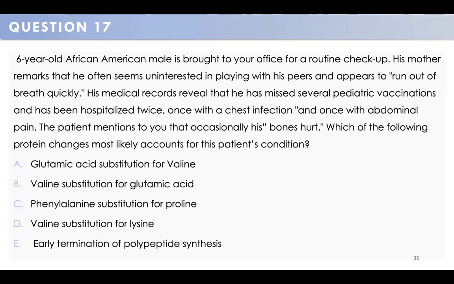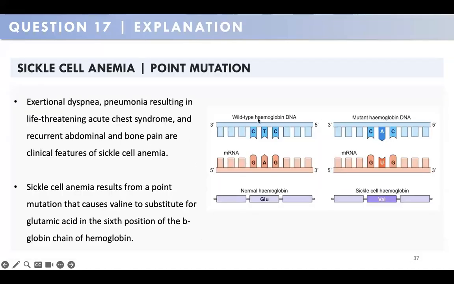When we say glutamic acid substitution for valine, that means that glutamic acid is substituting valine. So for B, we mean valine is substituting glutamic acid. The correct answer would be B, because in sickle cell disease, normal hemoglobin has glutamic acid, and in the mutated hemoglobin, they have valine. So valine is substituting glutamic acid. Is that clear?